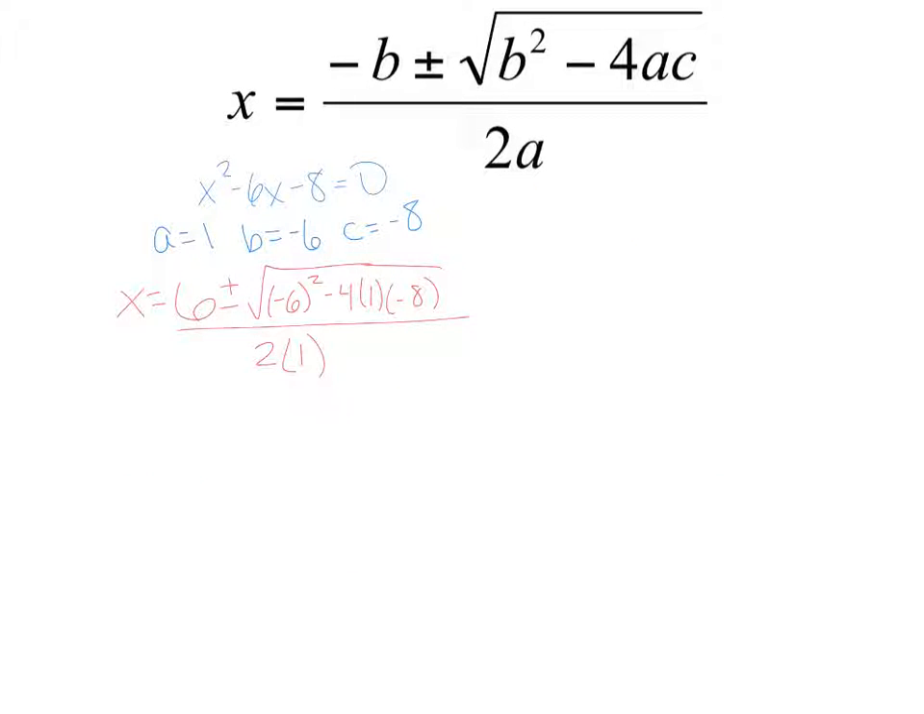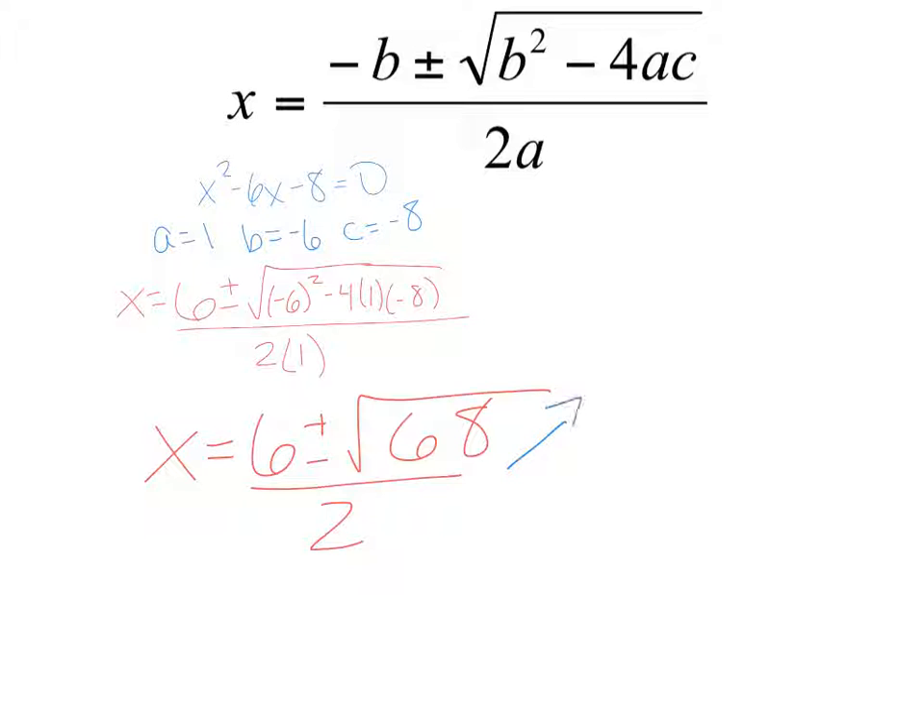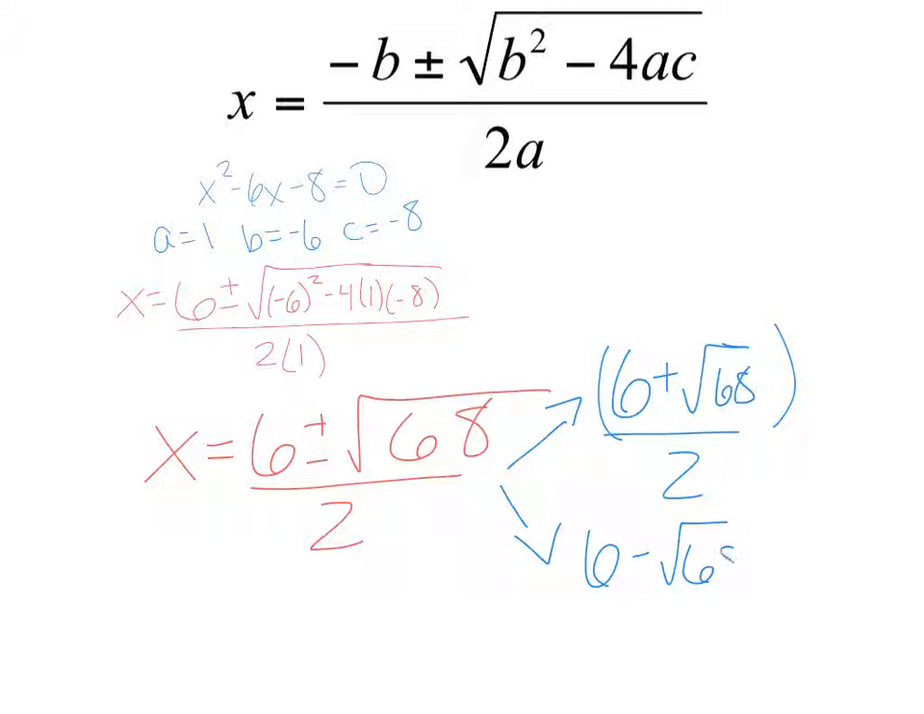To simplify, we can write x equals 6 plus or minus the square root, and simplify under the radical. 6 squared is 36 plus 32, which is going to equal 68 divided by 2. Split it up into two solutions and type it into a graphing calculator. We should get 6 plus the square root of 68 over 2, and 6 minus the square root of 68 over 2, resulting in our two zeros. One is 7.123, and the other is -1.123.